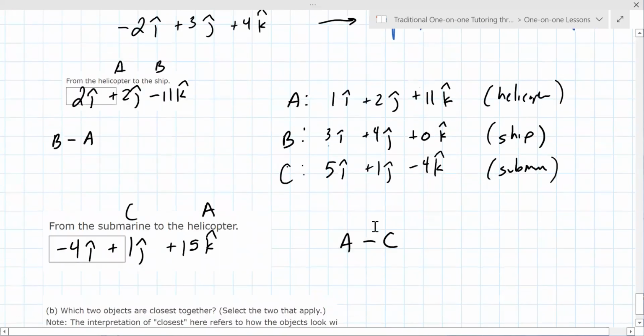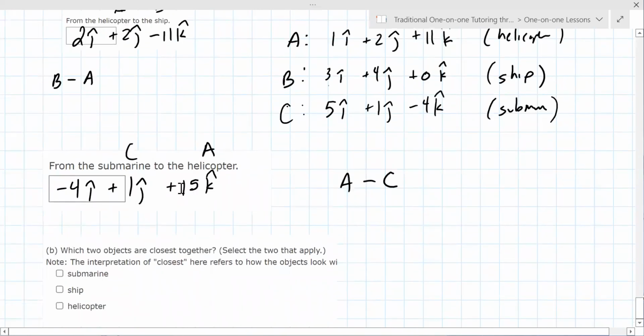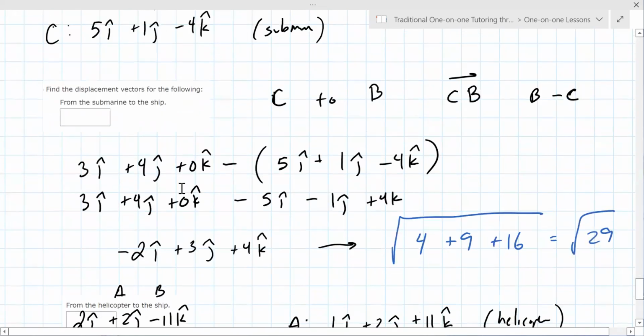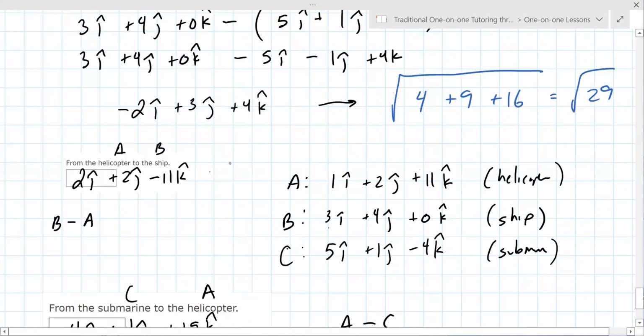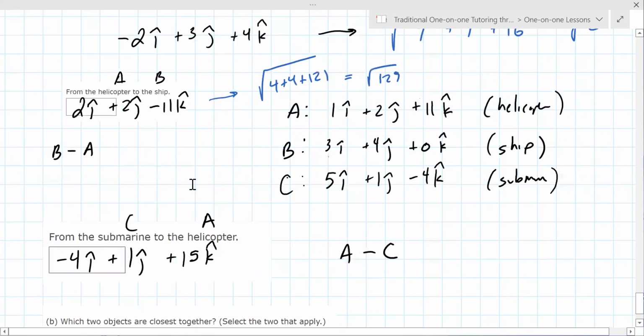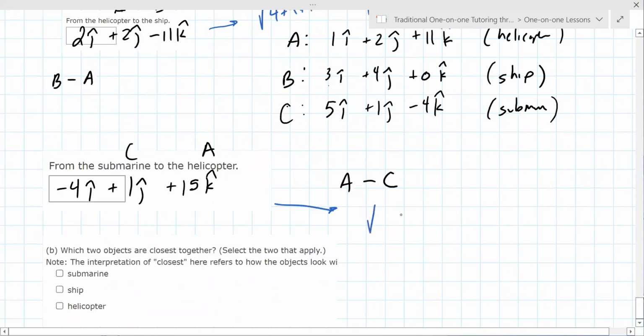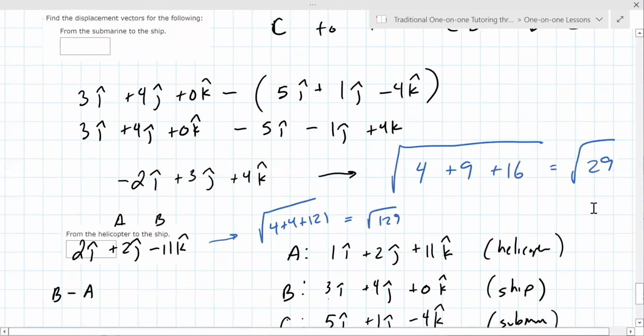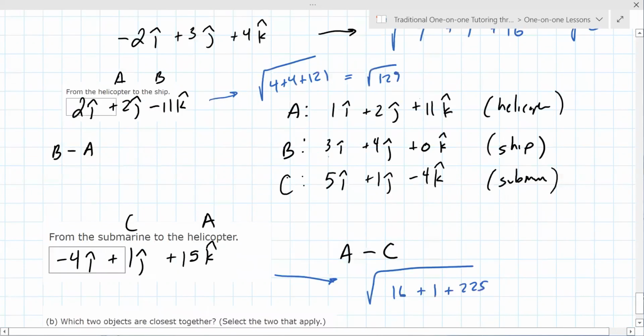Okay, and then we're going to do it for this next one. It's got a square root of 4 plus 4 plus 121. So that's pretty far away, square root of 129. So this one's looking the best. And the last one is going to be worse: 16 plus 1 plus 225. So this is much bigger. So the ones that are closest together are the submarine and the ship, from the distance formula.